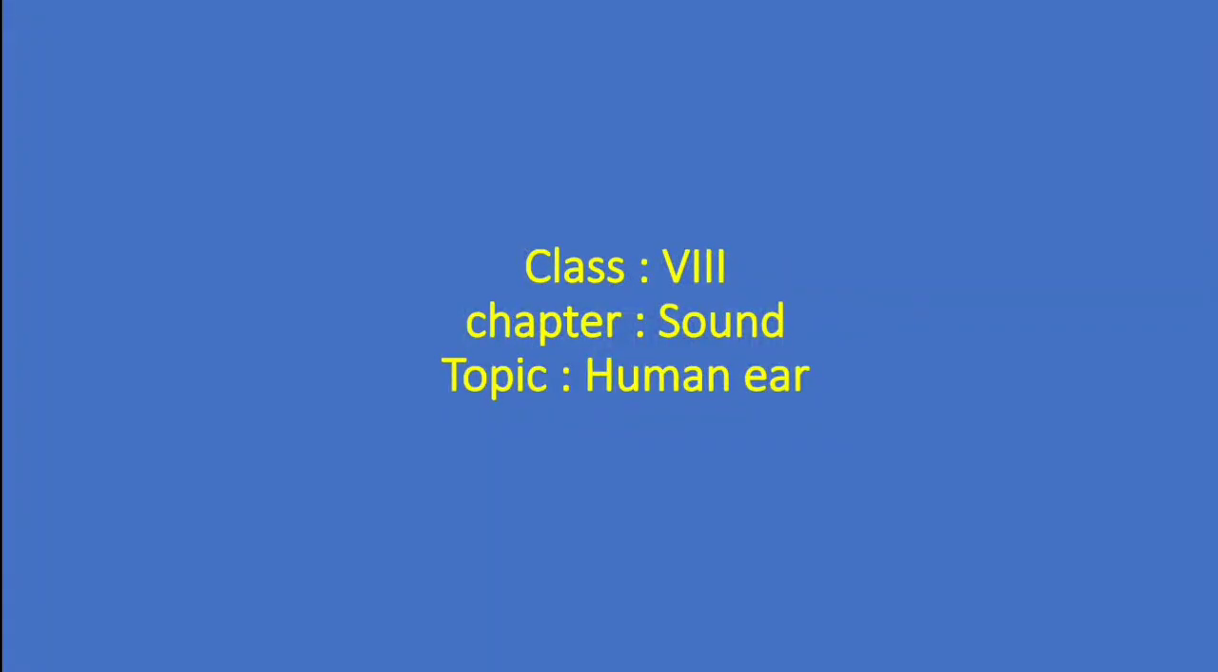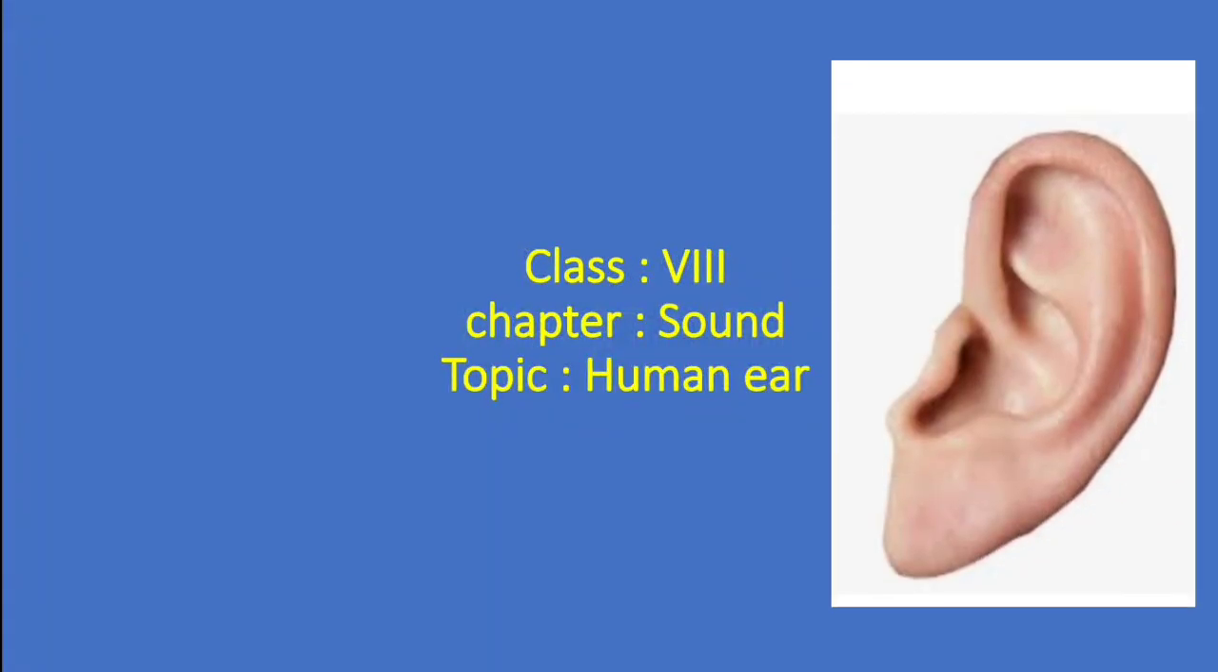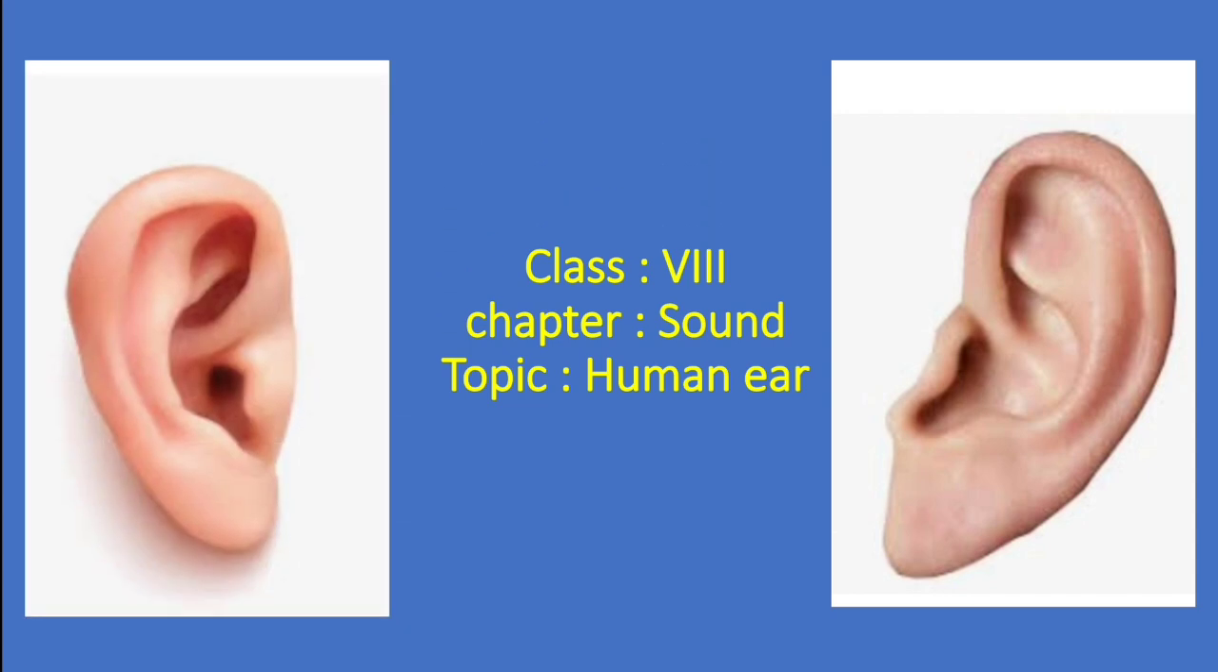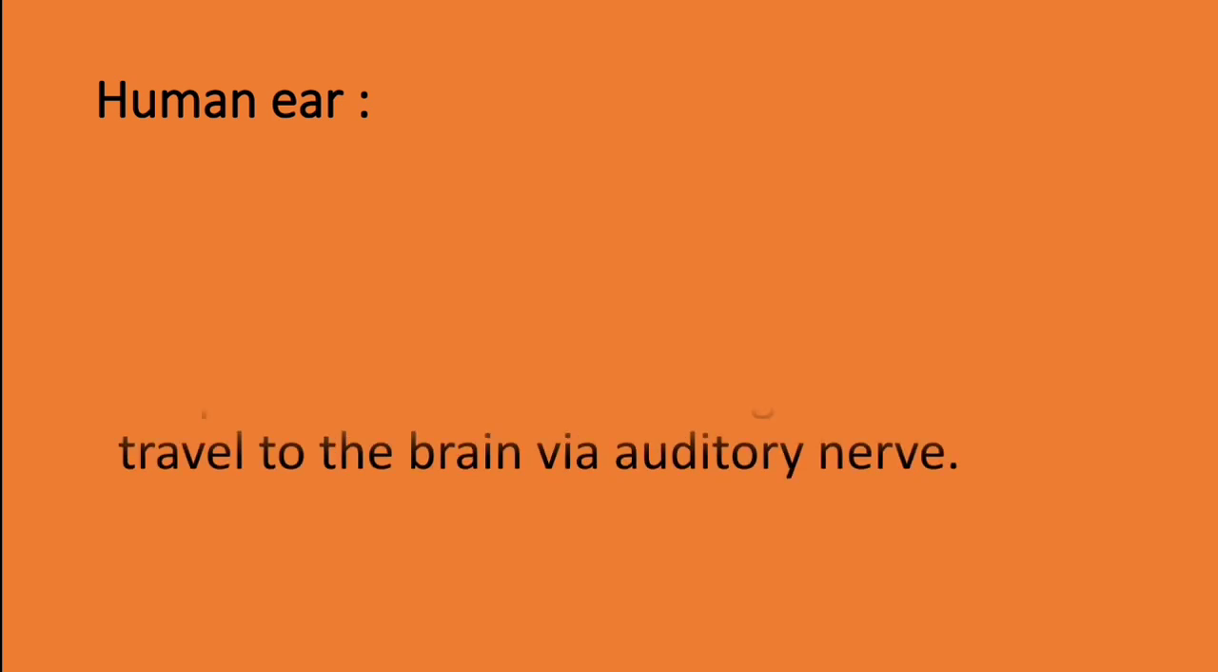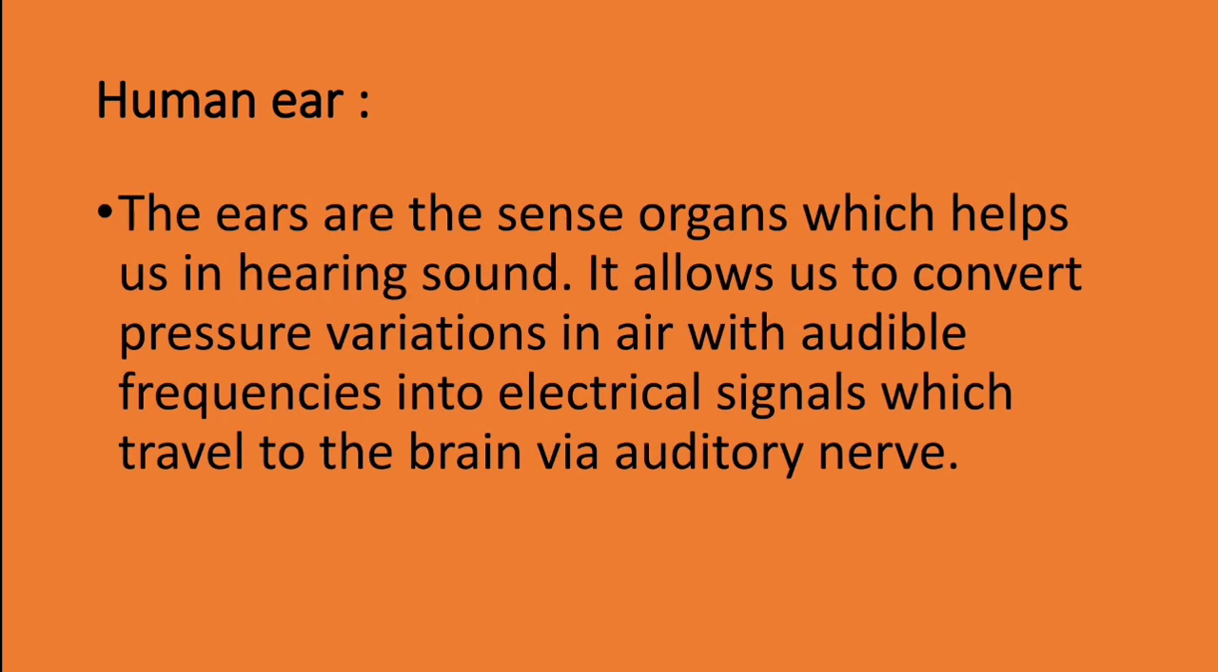Today's topic is the human ear. The ears are the sense organs which help us in hearing sound. It allows us to convert pressure variation in air with audible frequencies into electrical signal which travels to the brain via the auditory nerve.